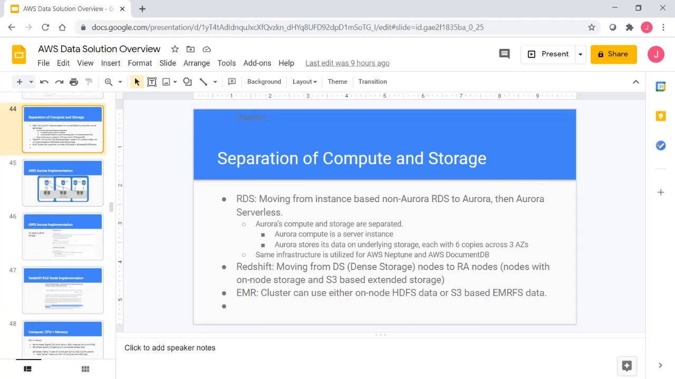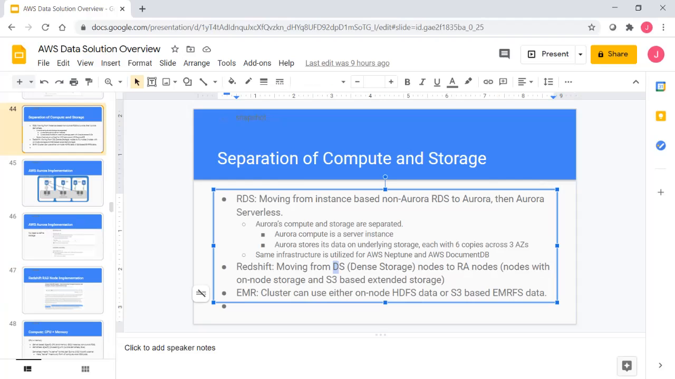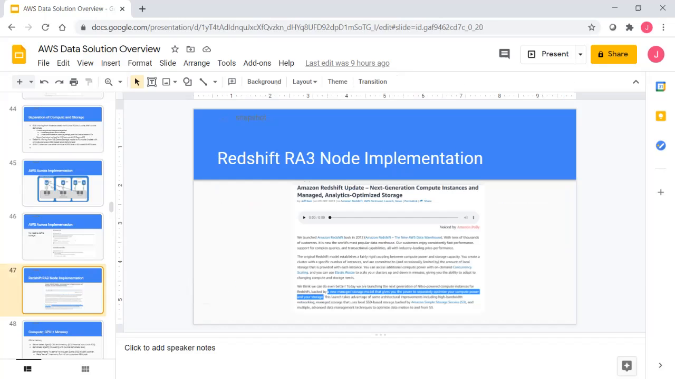And we talked about Redshift. Redshift used to have a node type called DS, the dense storage. These days they are also moving to what they call the RA3 nodes. These are nodes with two different sets of storage. On-node storage, which is the same as before, where you have an EBS drive attached to the Redshift node. You can also extend your storage to S3. So this is an AWS blog post, which happened in December 2019, announcing the incoming RA3 nodes.